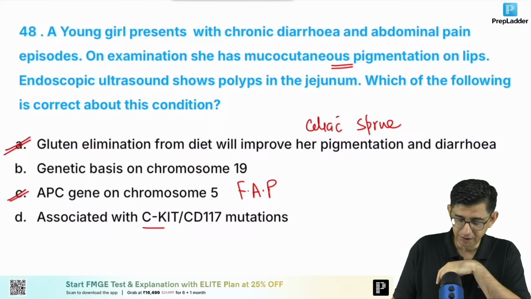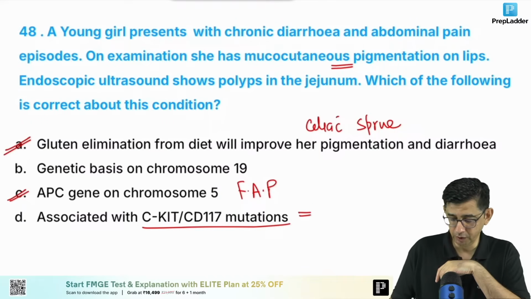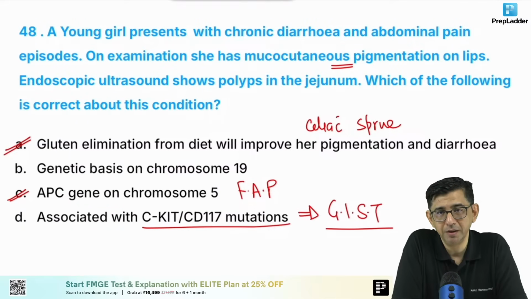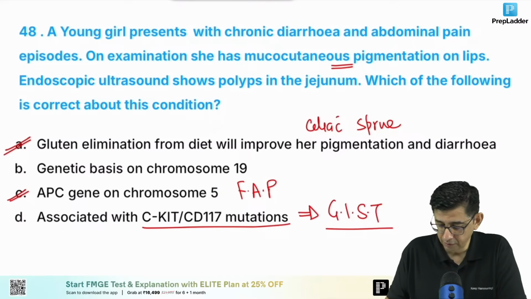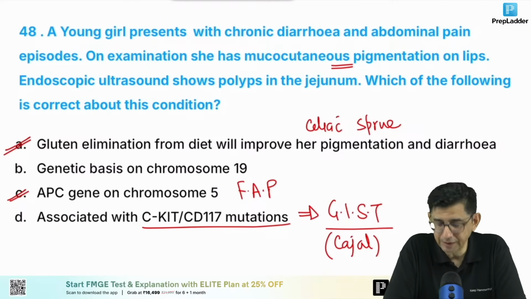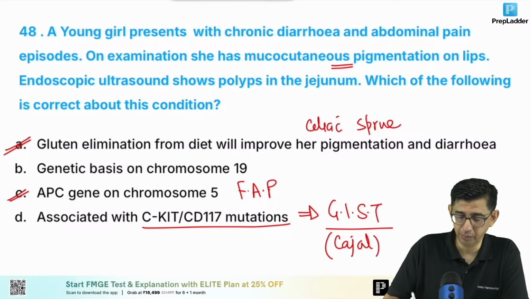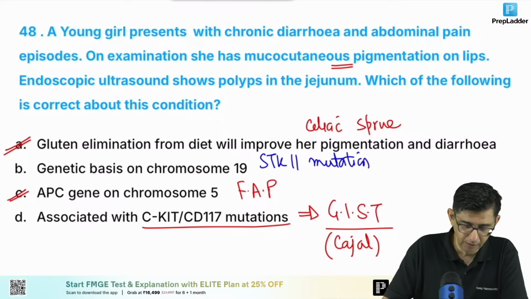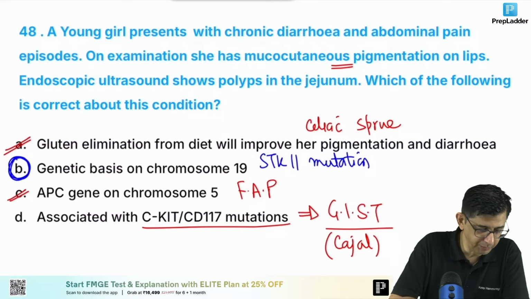This c-KIT and CD117 mutation is related to development of GIST, that cell of Cajal, the gastrointestinal stromal tumor, GIST, that originates from the interstitial cell of Cajal, is the one which will be related to the c-KIT CD117 mutation. So you might have to sometimes approach questions on the basis of exclusion. The STK11 mutation that I'm talking about is related to chromosome number 19. The correct answer to this question is option number B.